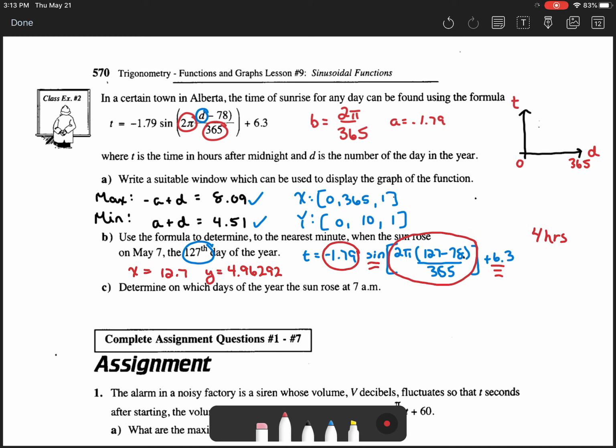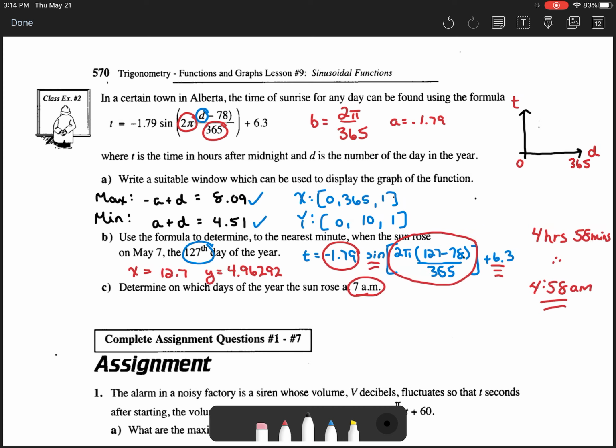We have to figure out the 0.96292. So you're going to, just like in the last question, go 0.96292 times 60 minutes, okay? And to the nearest minute, that's going to give you 58 minutes. So therefore, that is 4:58, and that's a.m. So there's your answer.